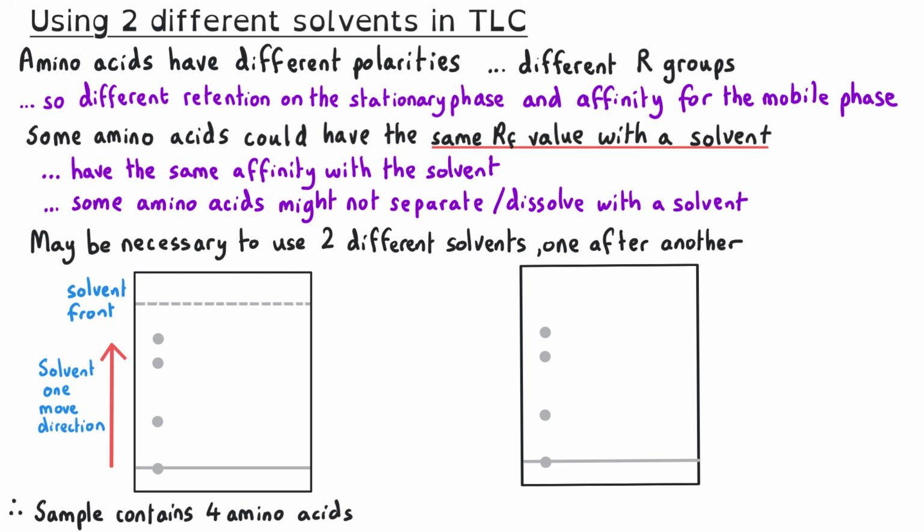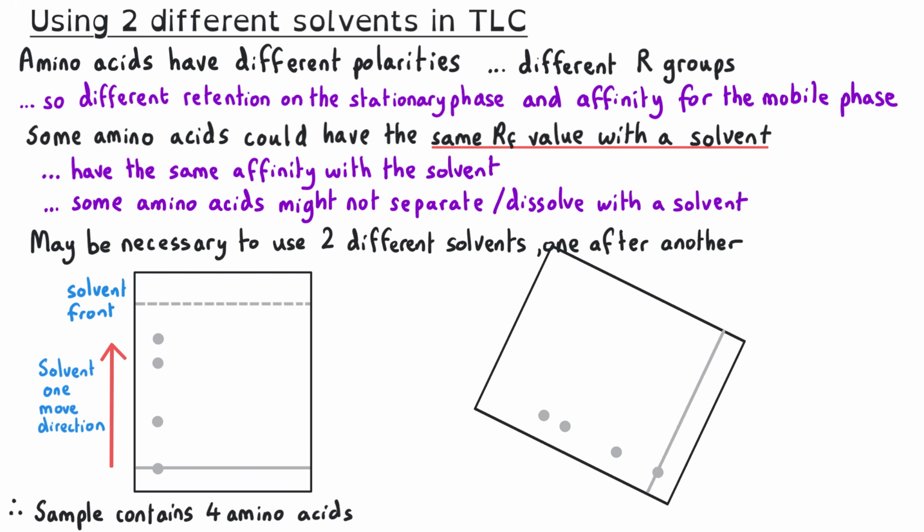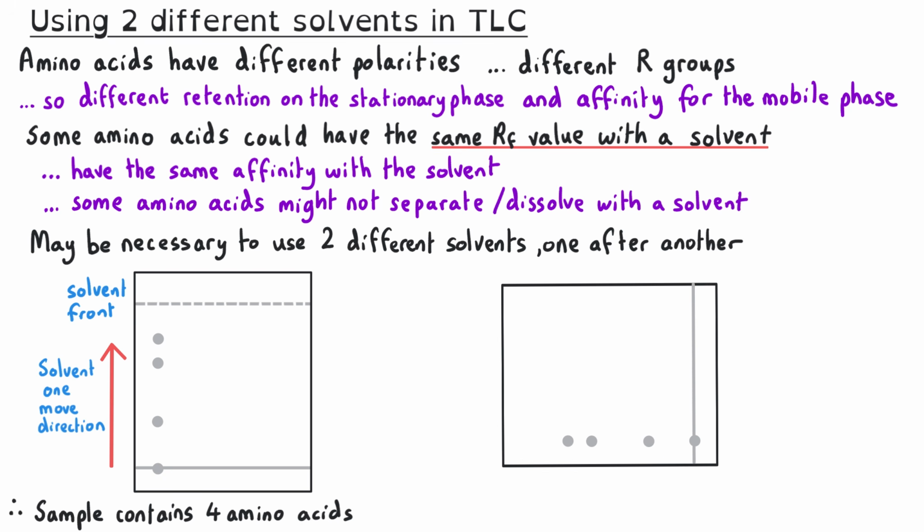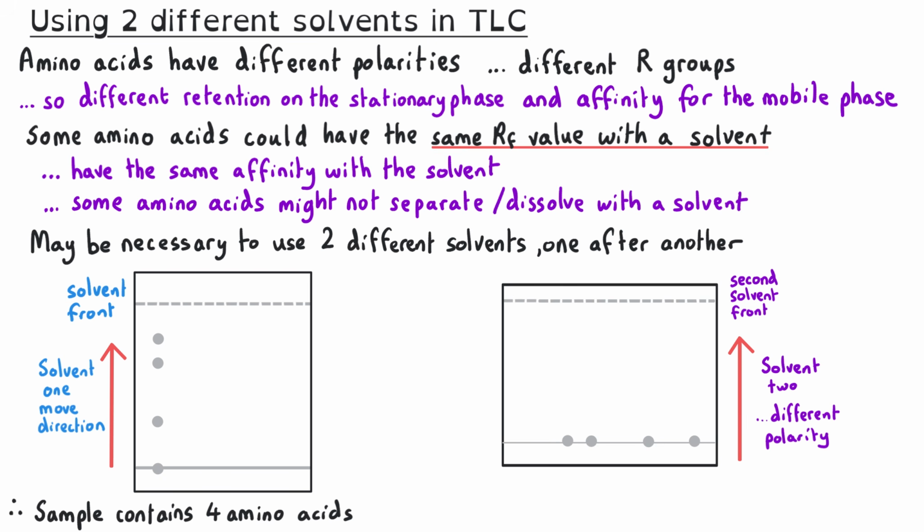However, if you rotate the plate 90 degrees and then place it into a second solvent that has a different polarity, we effectively have a new baseline here, and the new solvent would rise up the plate, carrying the amino acids with it. You'd let it dry and visualize the spots again. And this time you might see this pattern here of 7 spots. And we would now conclude that the sample in fact contains at least 7 amino acids.